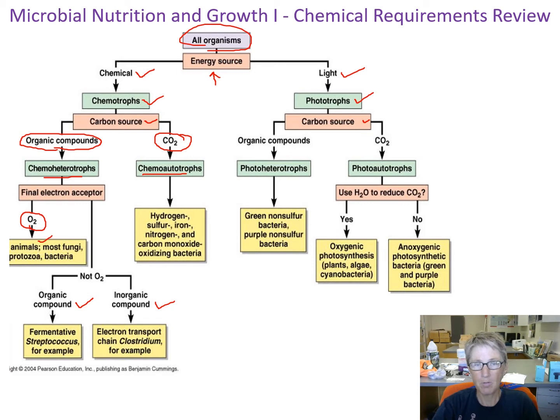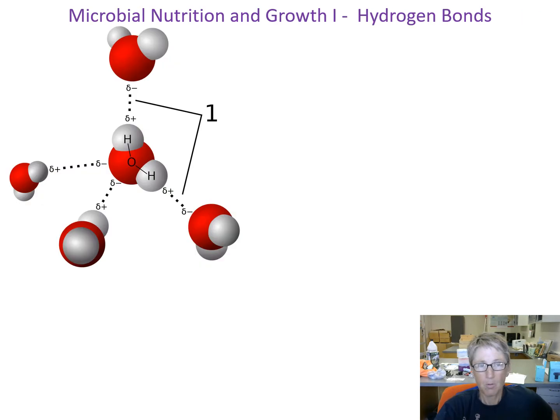So let's go back over to this side. If your energy source is light, then you're a phototroph. If your carbon source is an organic compound, then you're a photoheterotroph. If your carbon source is carbon dioxide, then you are a photoautotroph. So now we'll talk about the physical requirements for growth. But before we do that, we have to do a little chemistry from Bio 201.